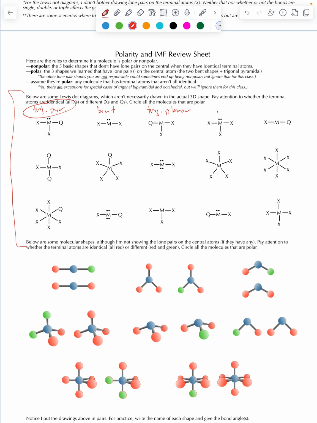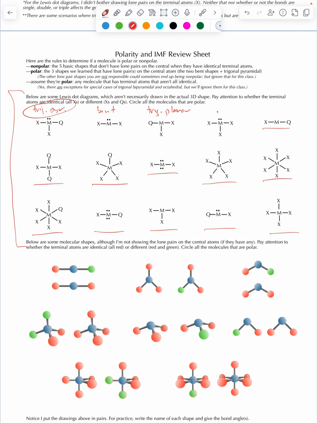We're going to go back and see if these are polar or not. This is linear because there are 2 atoms attached and no lone pairs on the central atom. That's tetrahedral, 4 atoms attached and no lone pairs. Trigonal bipyramidal, 5 atoms attached, no lone pairs. There's our other bent shape that has 2 atoms attached and 2 lone pairs. Then we have another trigonal bipyramidal, an octahedral, another bent, another trigonal planar, another bent, another tetrahedral.